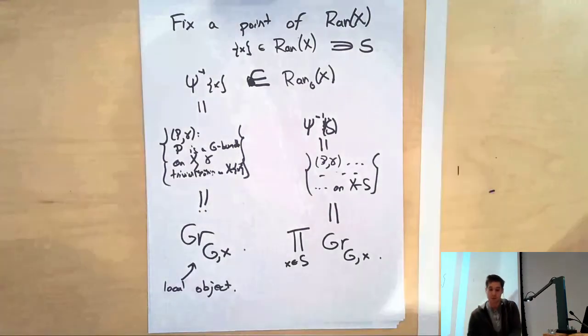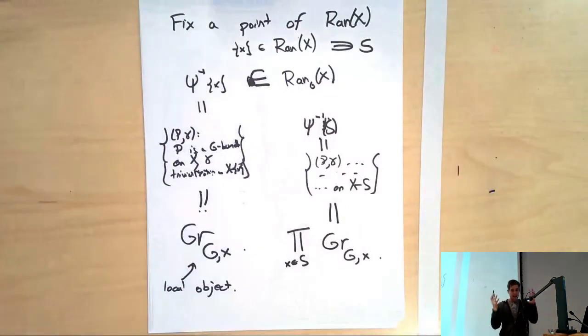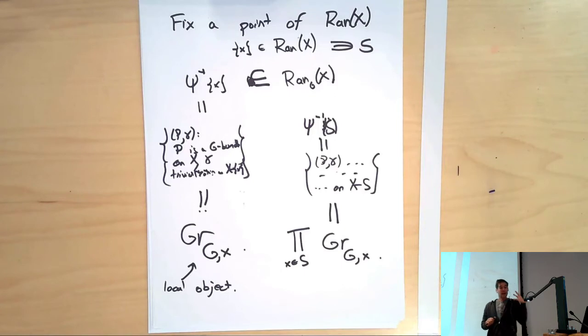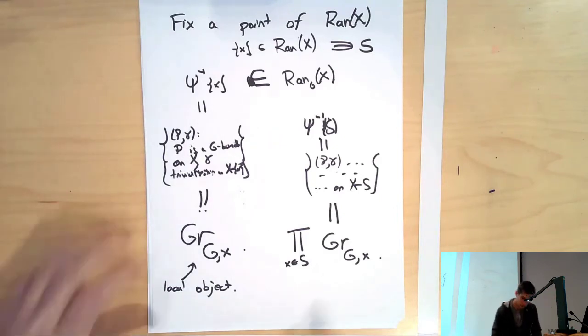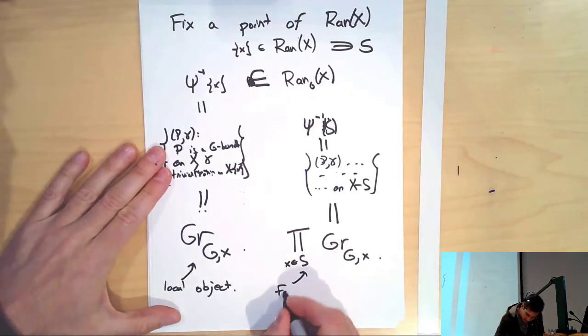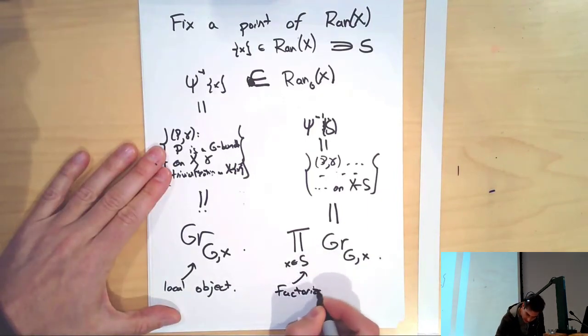The terminology you would use sometimes is that the map from Ran_G(X) to Ran X factorizes, meaning the fiber of this map over a point corresponding to a finite set is a product indexed by that finite set of the fibers over those individual points. So this, let's say, is a factorization property.